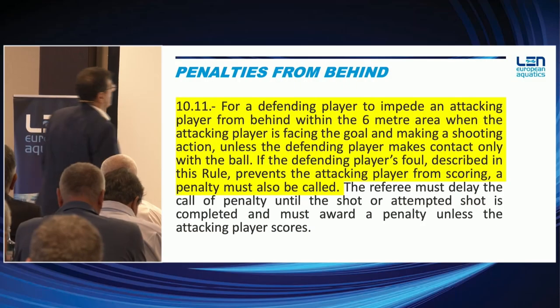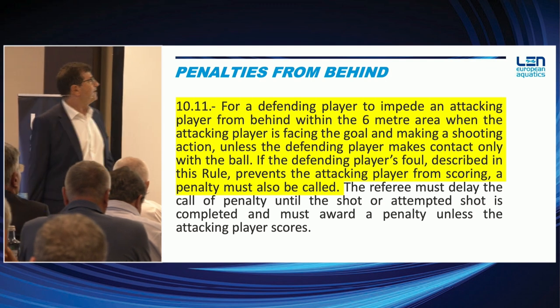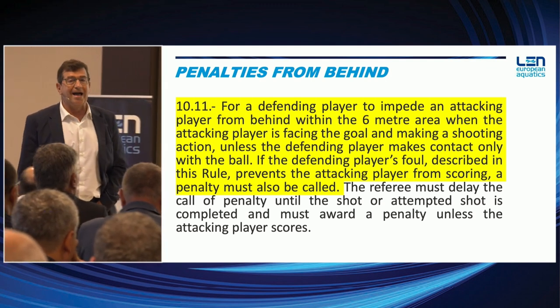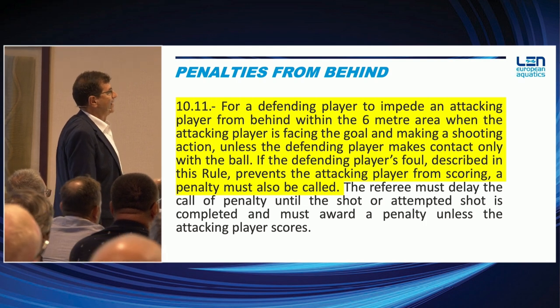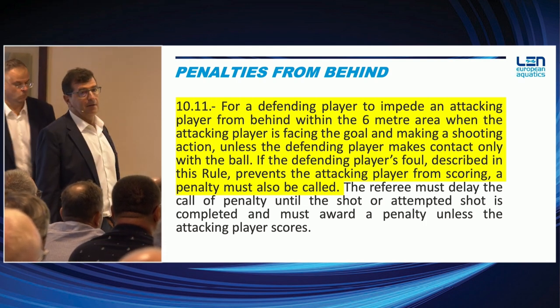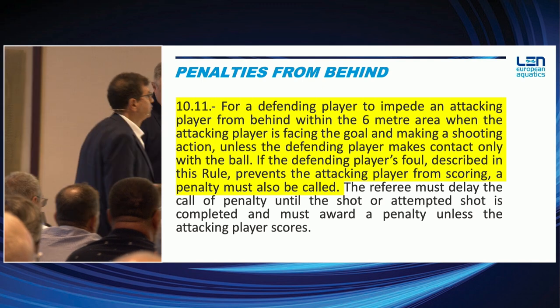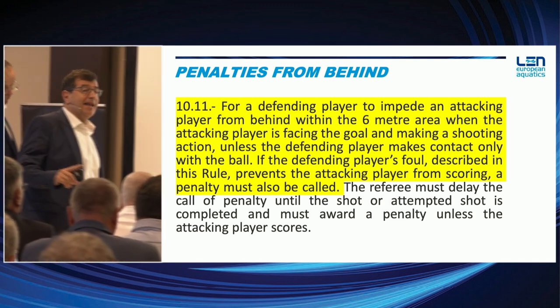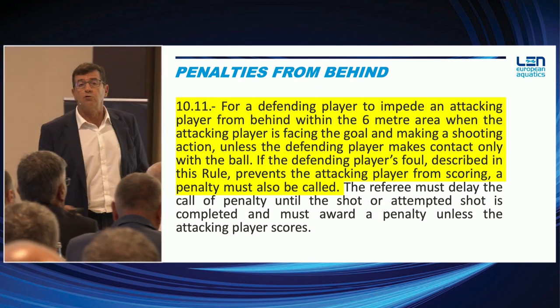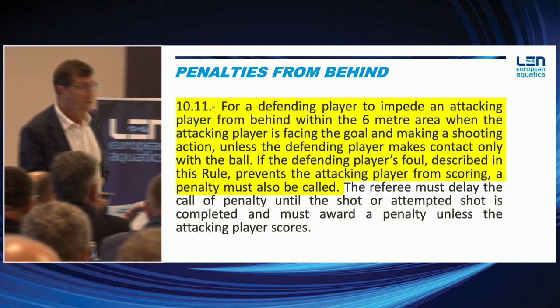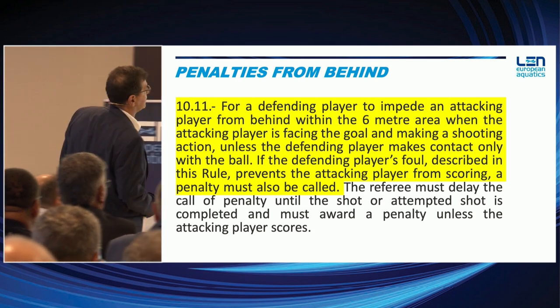According to the rules, a penalty is given for a defending player to impede an attacking player from behind within the 6 meter area when the attacking player is facing the goal and making a shooting action, unless the defending player makes contact only with the ball. This is the rule. We know it very well. Now we can see some videos.